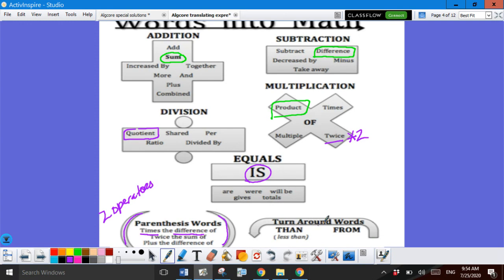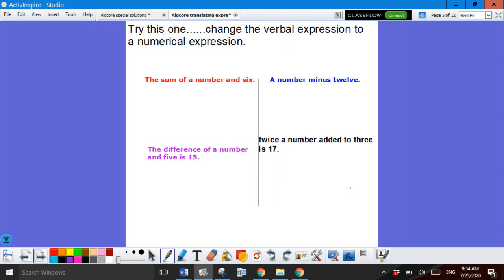And then our turnaround words are "than" and "from." So we're going to see things like "less than" and "subtracted from." And those are flip words. Those are flip words. That tells me we have to flip our order. And they are subtraction.